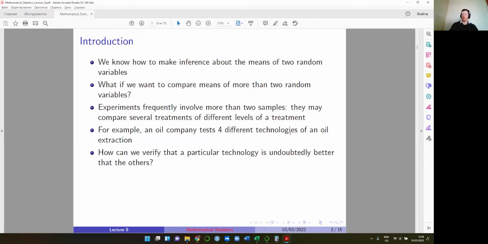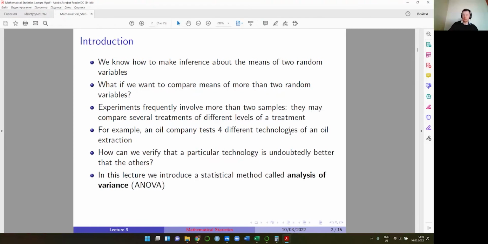So how can we verify that a particular technology is undoubtedly better than the others? It's not just due to randomness, right? We must be concerned that the difference arises because of the randomness of this world, the randomness of our measurements, and the randomness of our sample collection. But we want to be as confident as we can that this difference is not because of randomness, but because of the technology used. Like in the previous topic, we want to know that a given treatment makes two samples different.